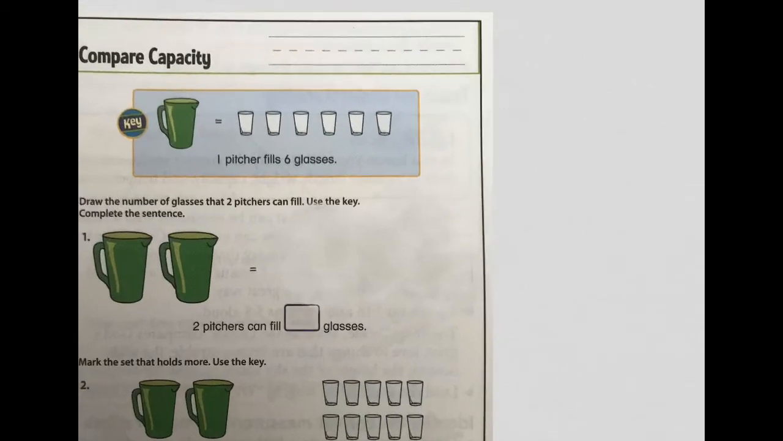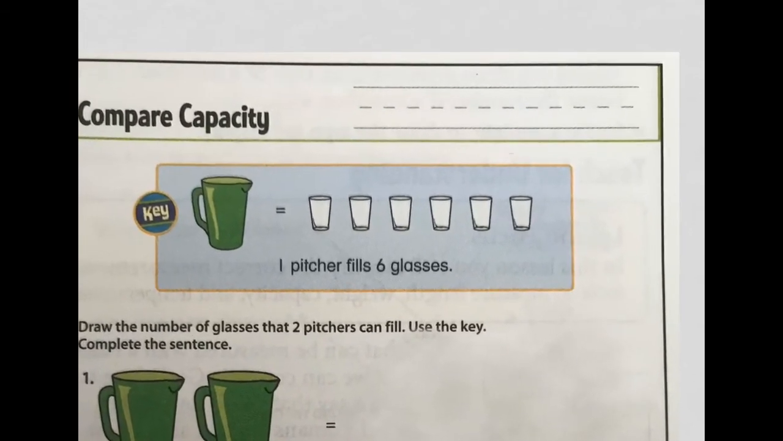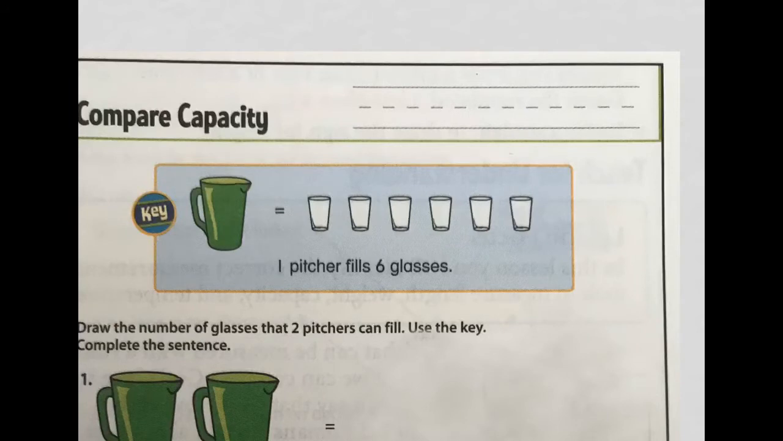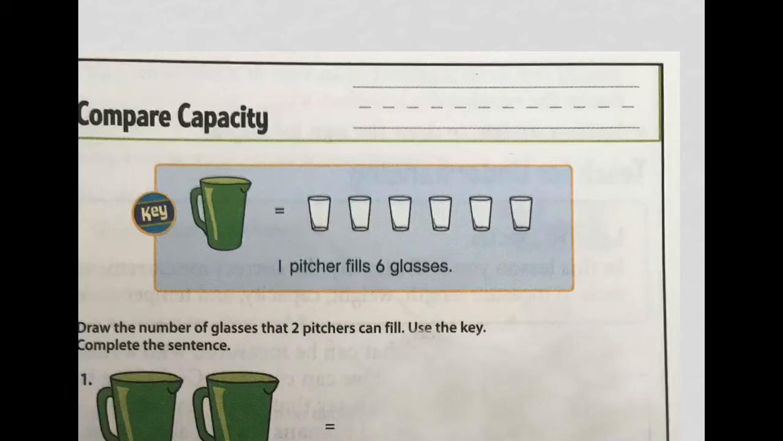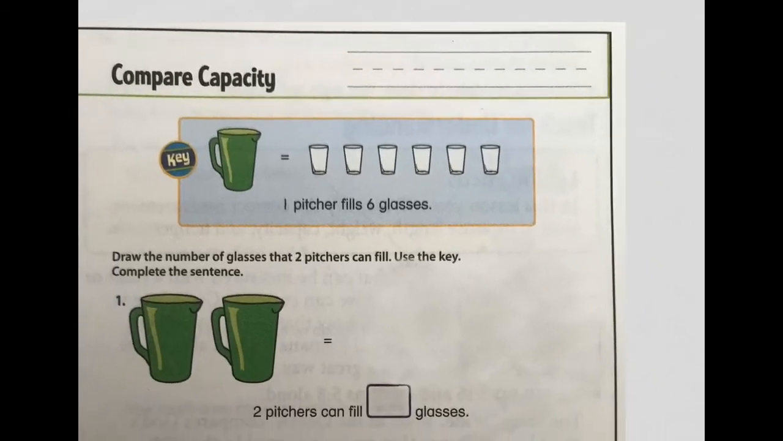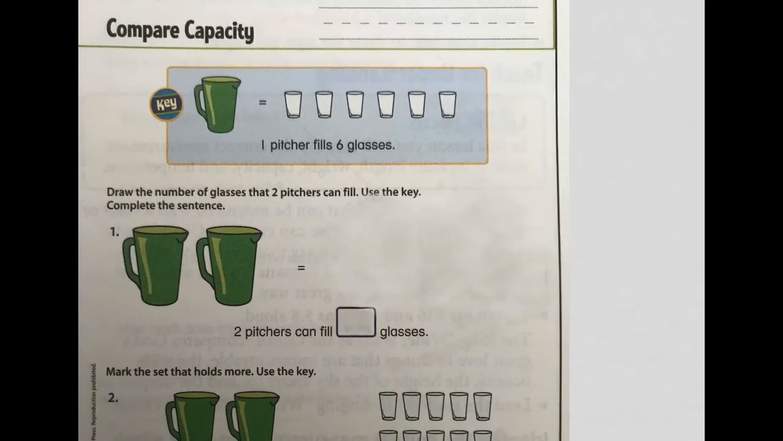So they gave us a key right here on the top. The key says 1 pitcher, this one here, fills 6 glasses. So that is our key. So if I was to pour water out of that green pitcher, I would be able to fill all 6 of those glasses with 1 pour. Okay, so using that key, we're going to figure out number 1.